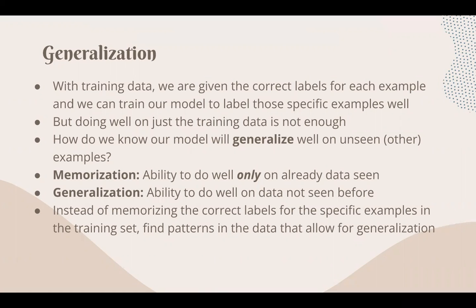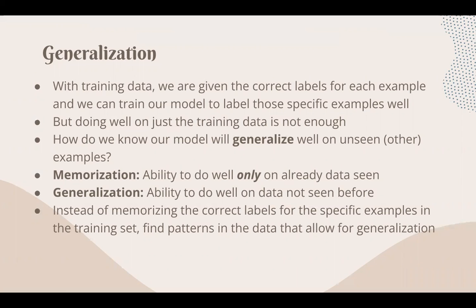Here we have two vocab terms that, again, I would encourage you to write down. The first is memorization, which is the ability to do well only on data that has already been seen before, so your training data. Generalization is the ability to do well on data that has not been seen before. So instead of memorizing the correct labels for specific examples, you can find patterns in the data that allow for generalizations.